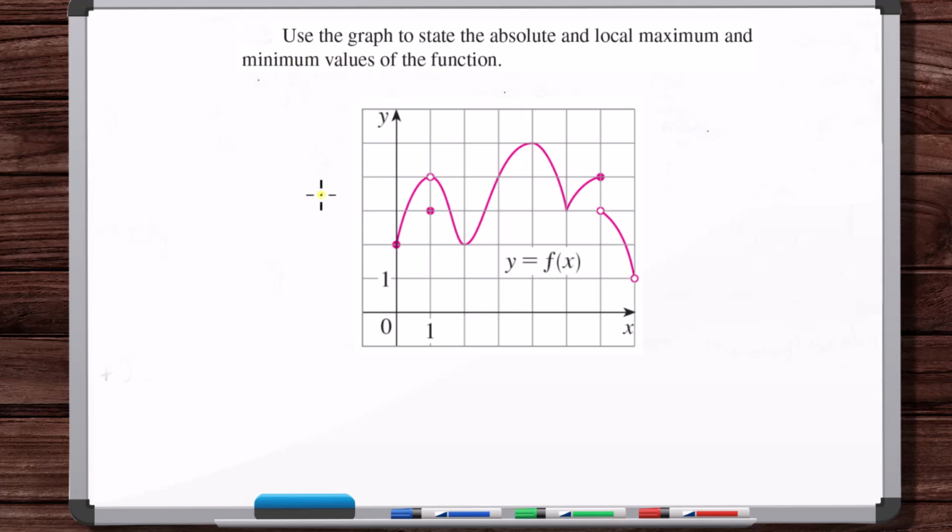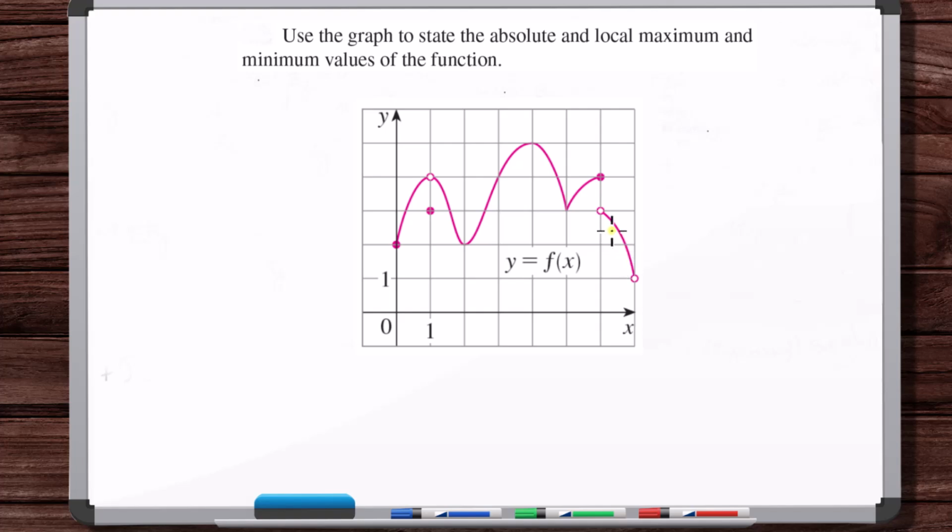Use the graph to state the absolute and local maximum and minimum values of the function. So this is just like the previous problems, except now we're going to be specifying actual numbers. Okay, let's start with global maxes and mins. There is no global min here. The reason is because, if the function existed here, it doesn't, there's an open circle, right? But if it existed, that would be the global min. But since it doesn't exist, there's no specific number we could specify as the global min, because you could get infinitely close to this point. So you can't specify a specific number.